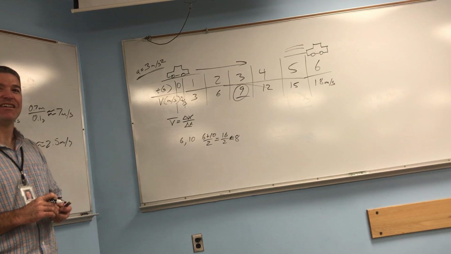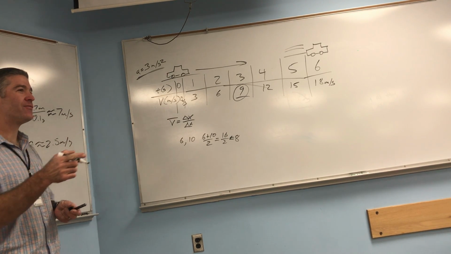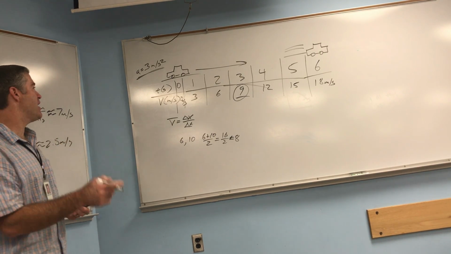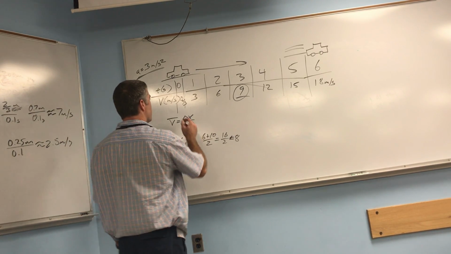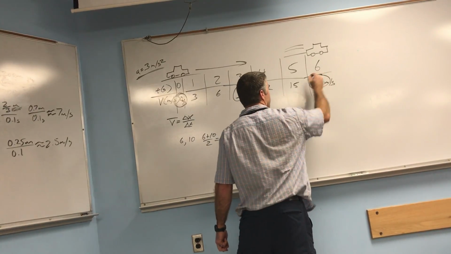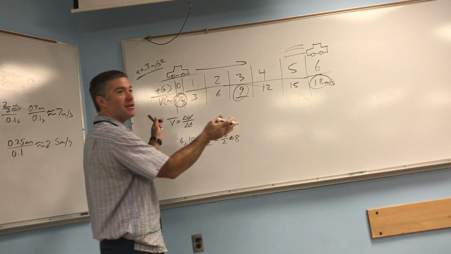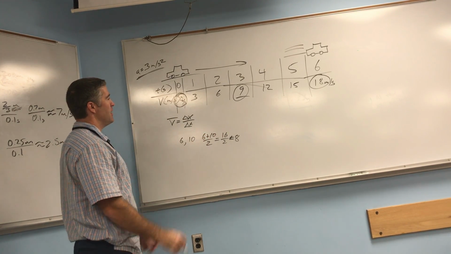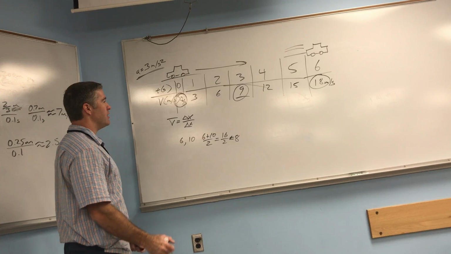The velocity divided by 2. Which velocity divided by 2? The starting velocity and the final velocity. Yeah. So really if you take the starting velocity and the final velocity and average those, then you get the answer. So that's a simple way to do it.